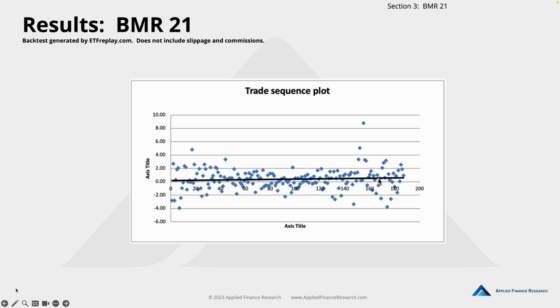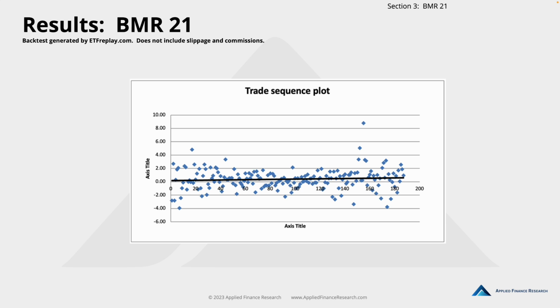And for me as an investor, as a trader, I very much like to see a positive slope to the trade sequence plot regression line. That tells me that going forward, statistically speaking, we may expect an improvement in system performance from what we've seen in the past.